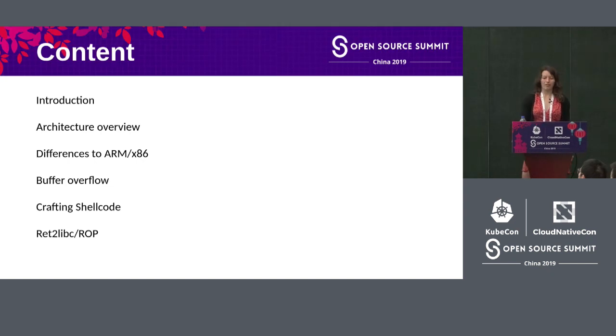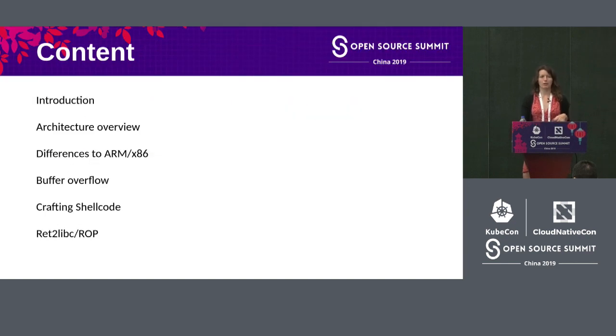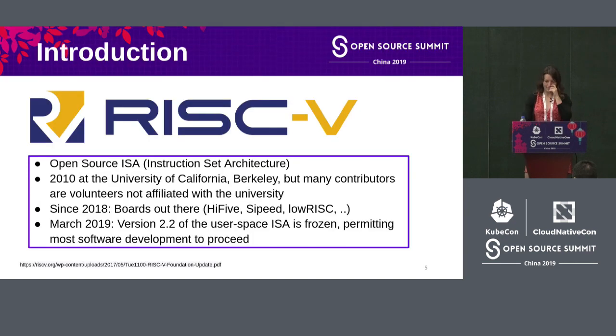So that's what I will be covering. After the introduction, I will give you an architectural overview of the RISC-V architecture. I will tell you what the differences to ARM and x86 are. And then we will directly dive into hands-on examples: how to exploit a buffer overflow, how to write your own shellcode for RISC-V, and how to perform return-to-libc. And I hope all those words will make more sense to you once this presentation is over.